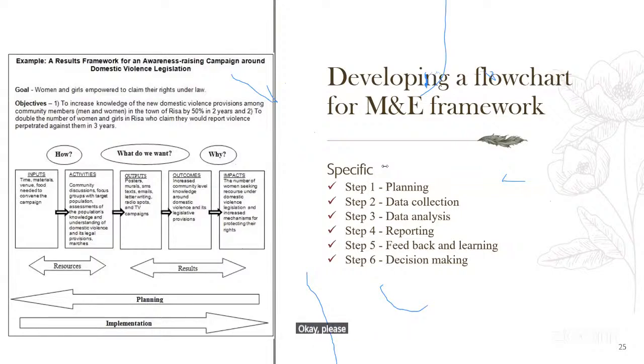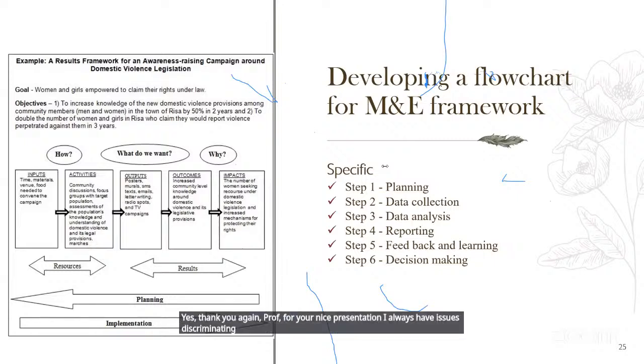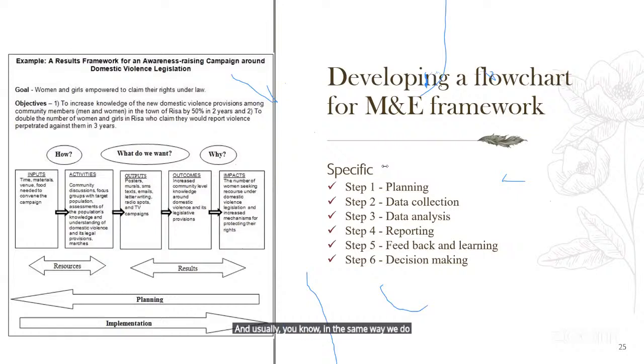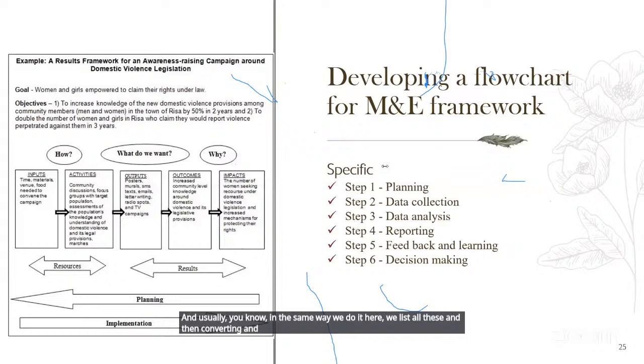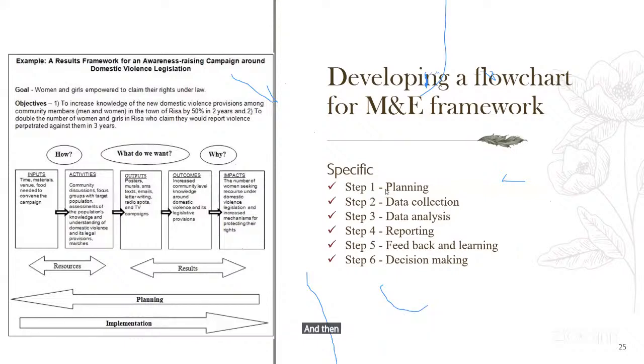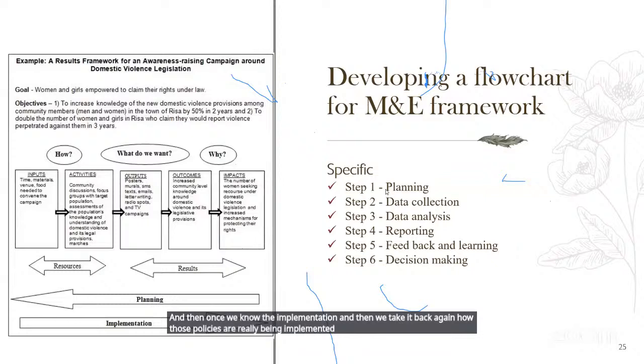Okay, please go ahead. Yes, thank you again, Prof, for your nice presentation. I always have issues discriminating between policy and practices. And usually, in the same way we do it here, we list all these and then converting and getting out from this, the policies, is really a challenge. And how do you really discriminate between this? Should we start by defining the policy first? And then this is the policy and how this policy is being implemented. And then once we know the implementation, we take it back again, how those policies are really being implemented or not. How do you really discriminate them?